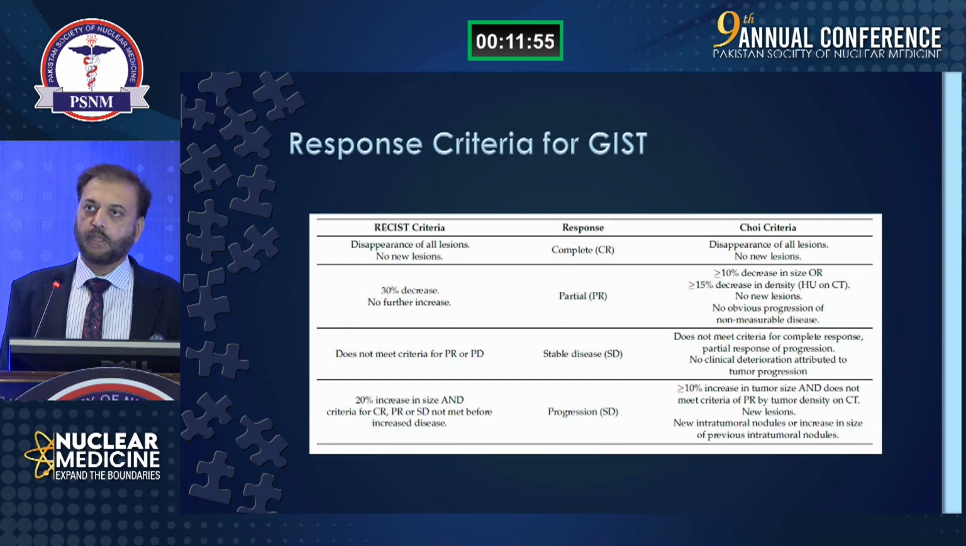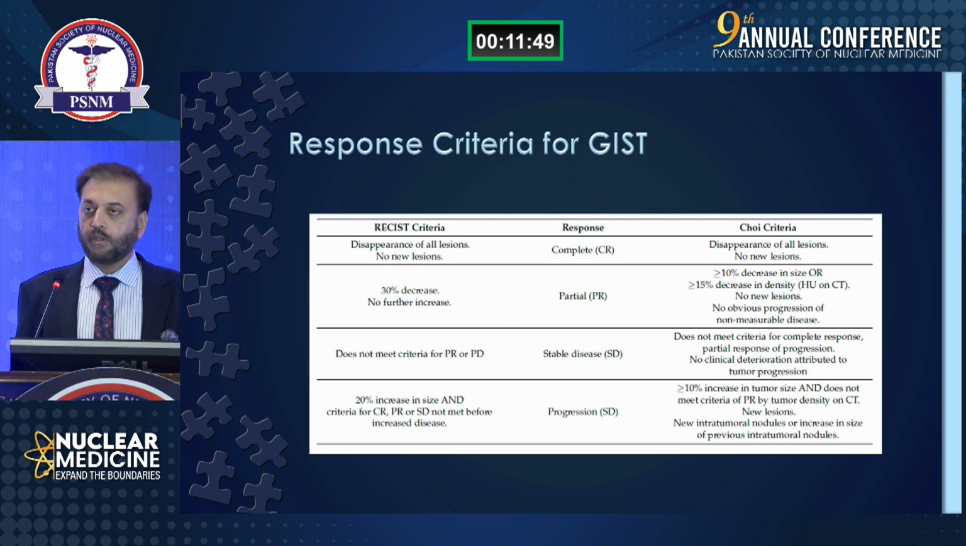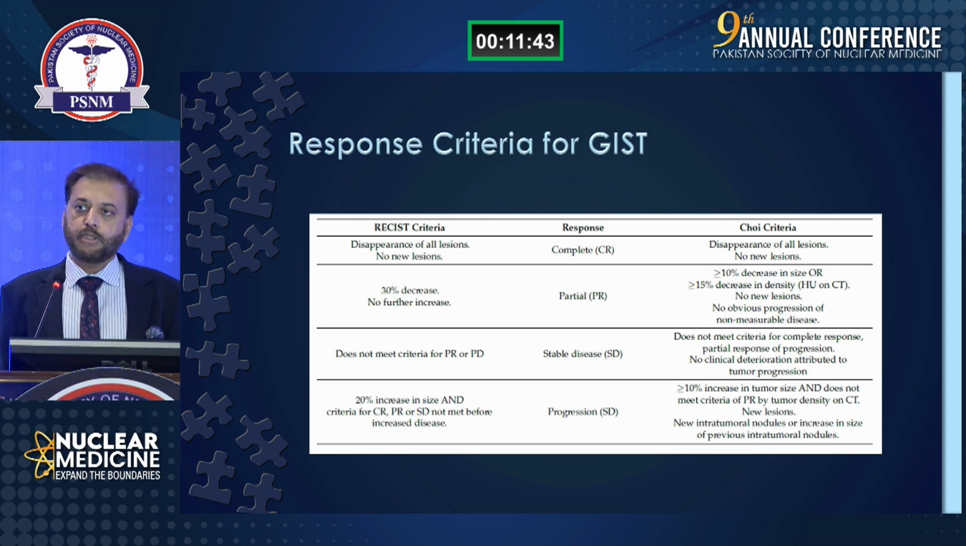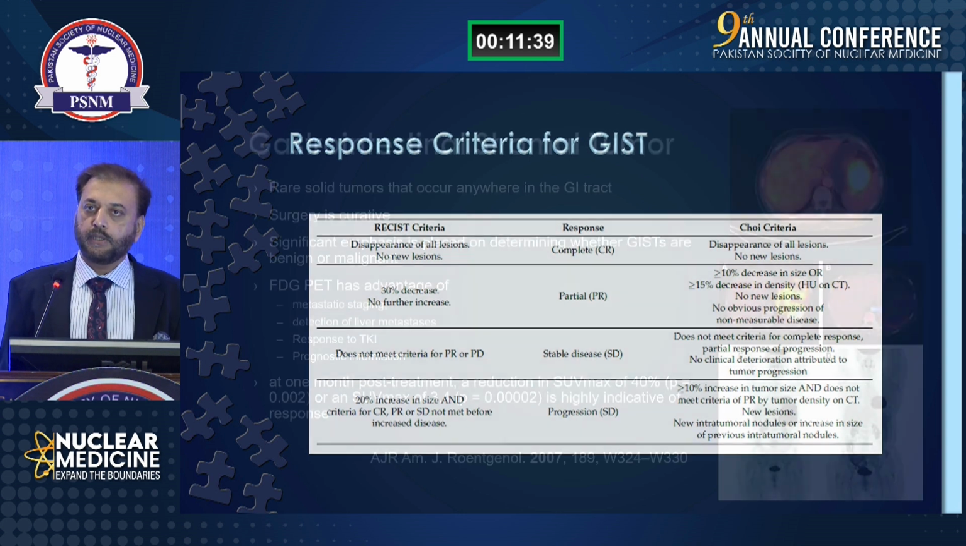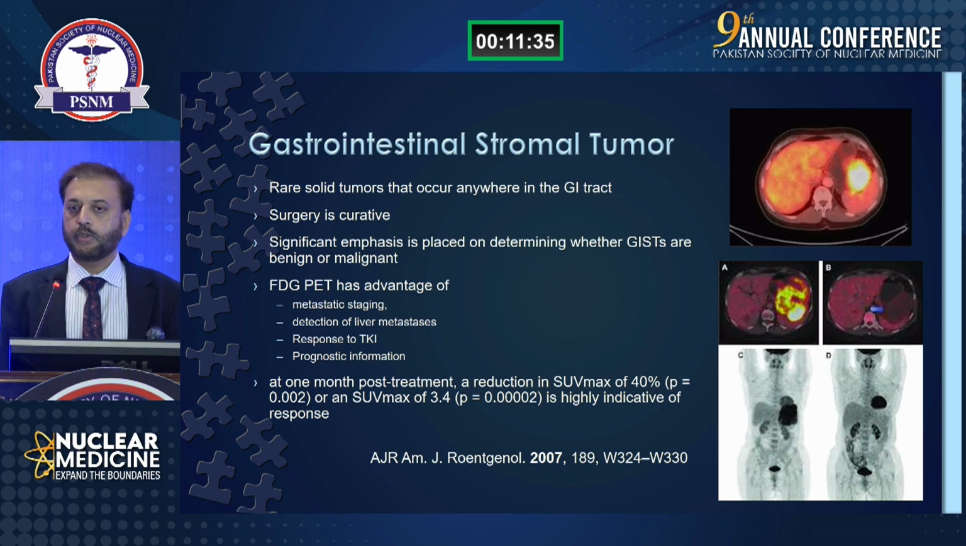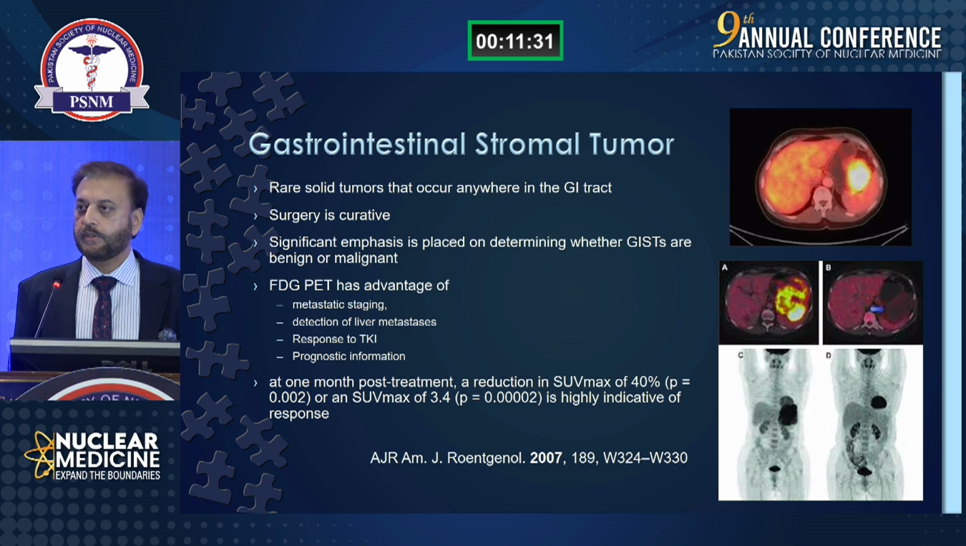Until now, the response assessment for the GIST tumor is either through RECIST criteria or they use the Choi criteria for response assessment. Both depend on the morphological features, on the density and the size. So here, this study has shown that if there is a reduction of more than 40% in the tumor uptake, it shows good response and also gives prognostic information.